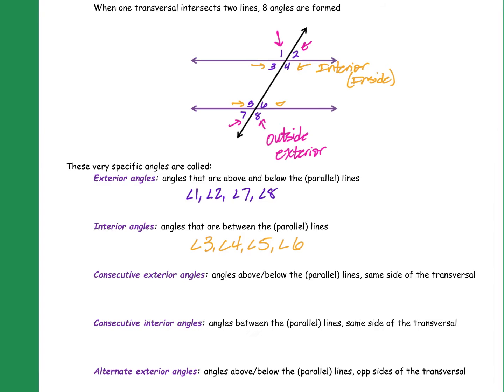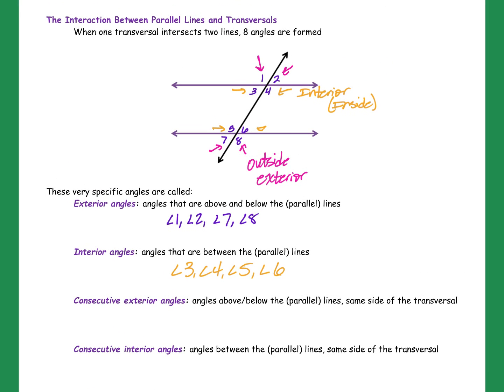Consecutive. So now we're going to add some words, right? We have consecutive exterior angles. So we're still talking about exterior angles, right? Except now we added a word that says consecutive. So they're angles above or below the parallel lines, on the same side of the transversal. So now we're going to add the transversal in there.